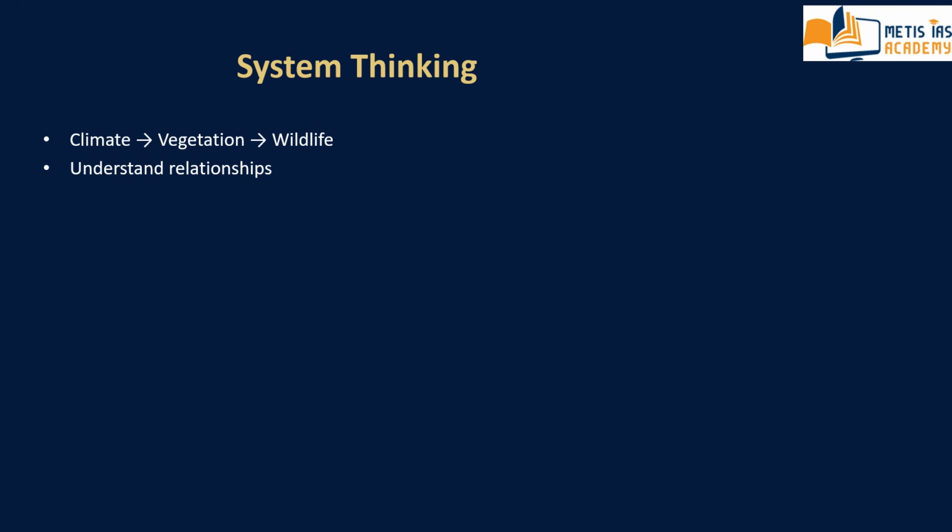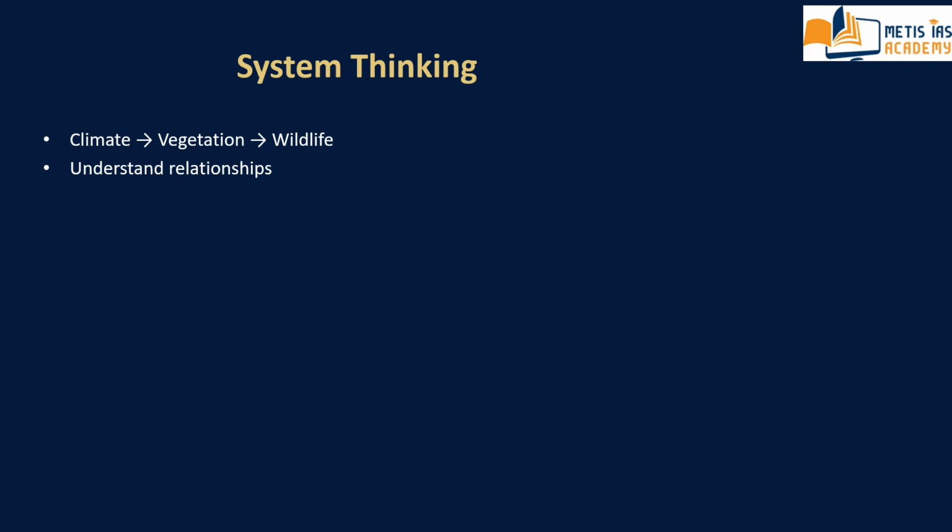Climate influences vegetation. Vegetation supports wildlife. Together, they form systems. Understanding systems reduces the need to memorize isolated facts. This is called systematic thinking.